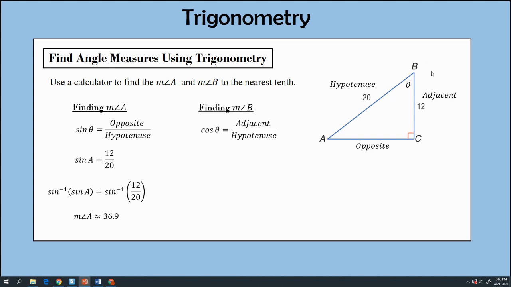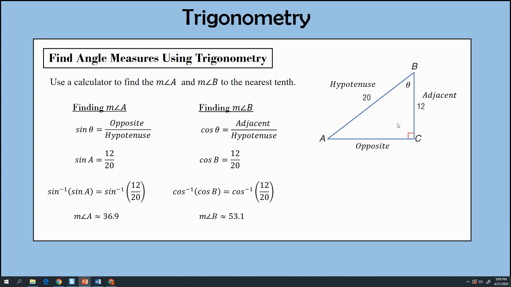I'm trying to find angle B, so in place of theta, I'm going to put B. Cosine of B is 12 over 20, adjacent over hypotenuse. Cosine inverse will cancel cosine. So I take the cosine inverse times the cosine of B. That will cancel. And the cosine inverse of 12 over 20 is about 53.1.